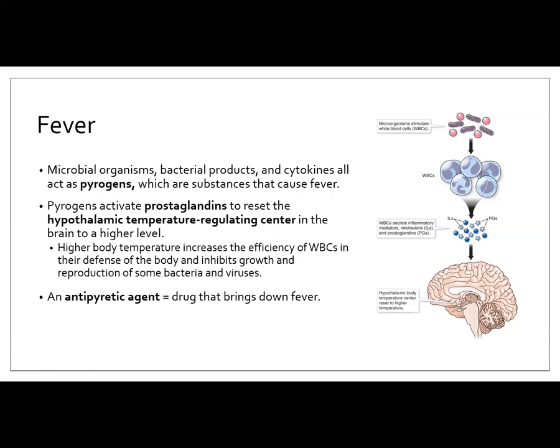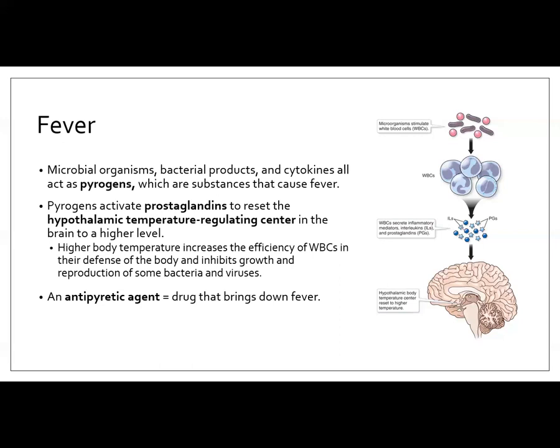Pyrogens activate prostaglandins to reset the hypothalamic temperature regulating center in the brain to a higher level. Higher body temperatures increase the efficiency of white blood cells in their defense of the body and inhibit growth and reproduction of some bacteria and viruses. So basically what happens is you've got some sort of bacterial product that's come into your system. In order to fight against that, your body has this prostaglandin that tells your hypothalamus to bring up your temperature to a higher degree.